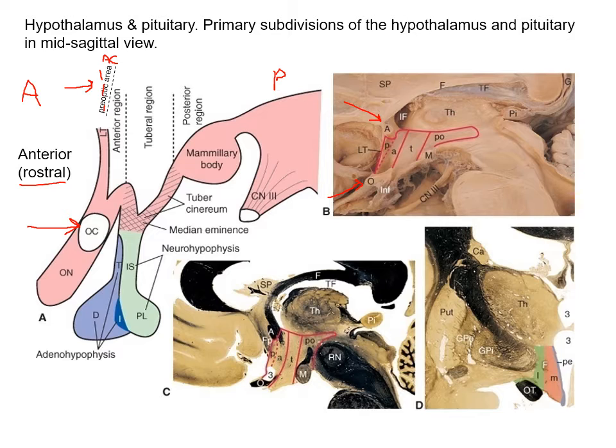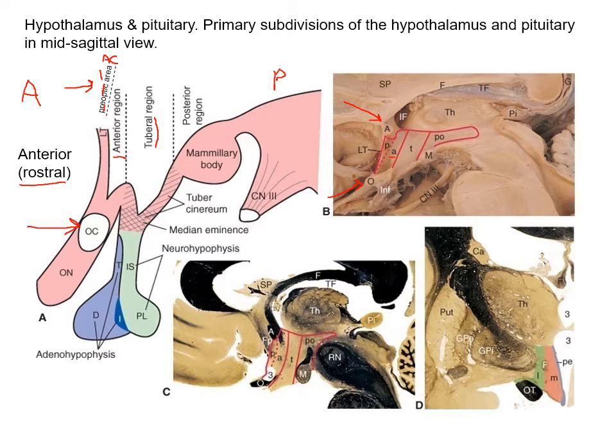Behind, posterior to this preoptic area, is the anterior region, which you can see both here on the left, and then it's marked A here on the right. Posterior to the anterior region is what's called the tuberal region. So the tuberal comes from the tube or stalk of the pituitary gland, the infundibulum. So it's that region of the hypothalamus that lies just superior to the infundibulum.